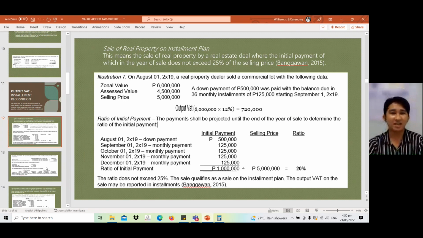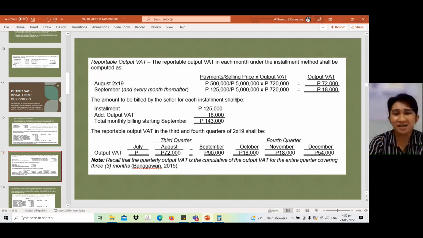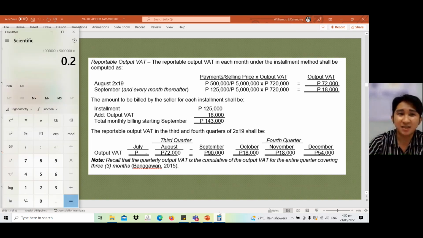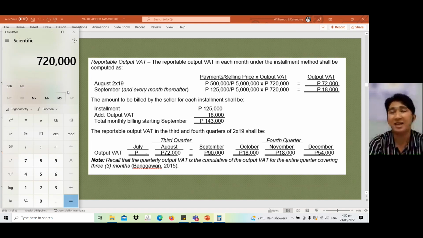Okay, so paano ba yan? Here. So, ang ating reportable output VAT will be this one. The reportable output VAT in each month under the installment method shall be computed as follows. Since itong 720, okay, pwede po siyang mahati. Ayun. Paano po ba natin nahatiin? Ipo-prorate lang po natin, class.